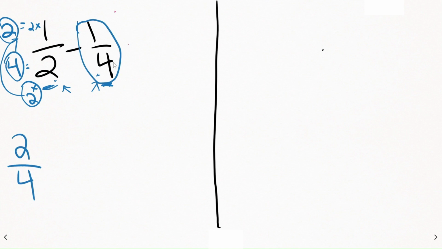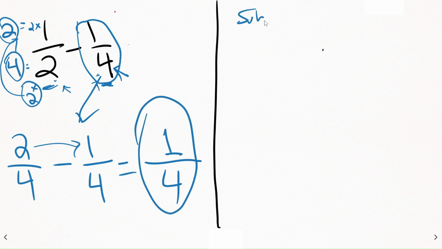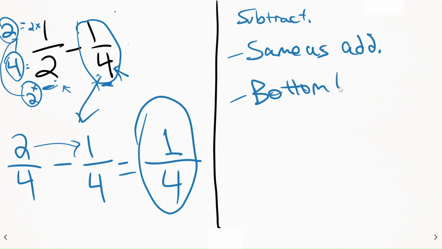And then since this already has a 4 on the bottom of the fraction, we can just bring that down and use that. So 2 over 4 minus 1 over 4. And you keep the bottom number, and you just subtract across the top. 2 minus 1 is 1. So 2 over 4 minus 1/4 is 1/4. So you're going to put in your notes, subtraction, same as addition. Bottom number has to be the same. And then subtract across the top.